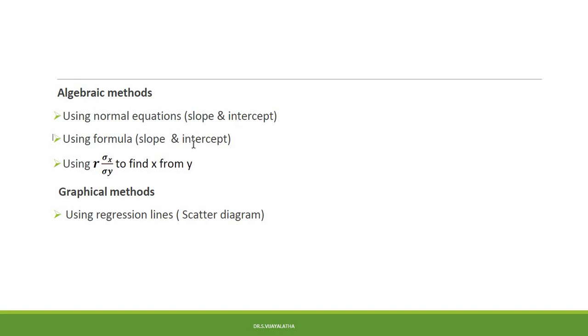The value of slope and intercept can also be obtained using a formula, and we can also get the value of x from y or y from x by using this term, where for getting x from y we have to use the product of correlation coefficient into standard deviation of x divided by the standard deviation of y. So we'll see about these two, the second and third method, in today's video.